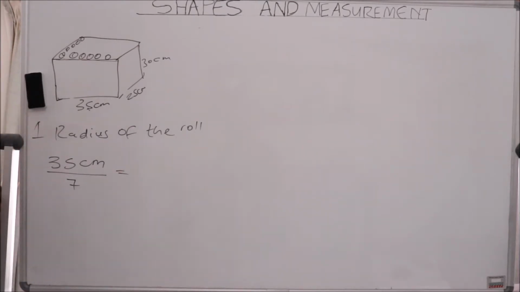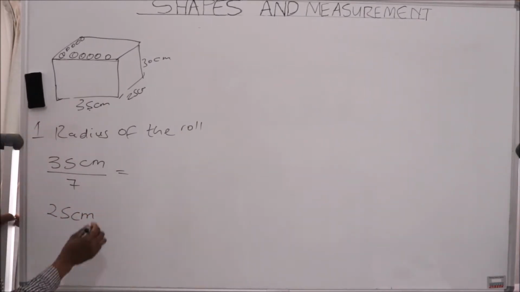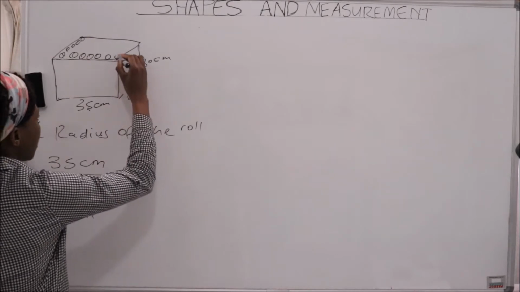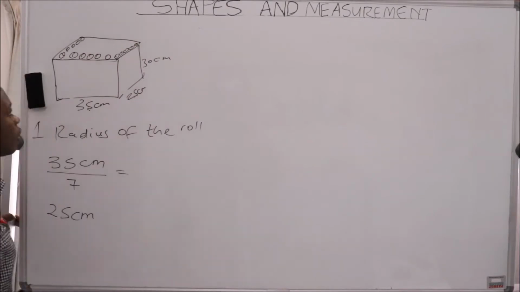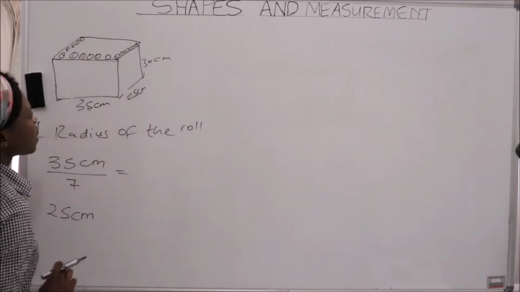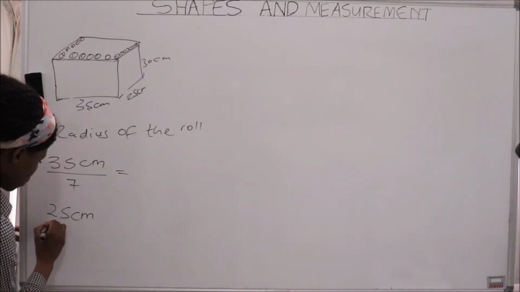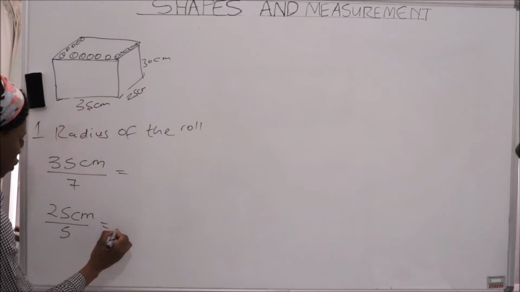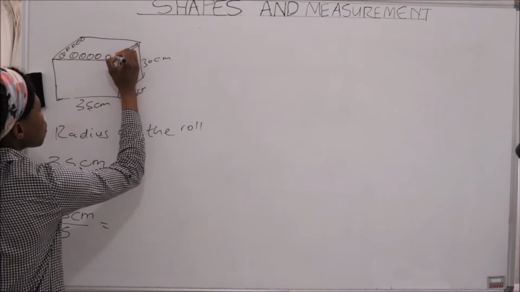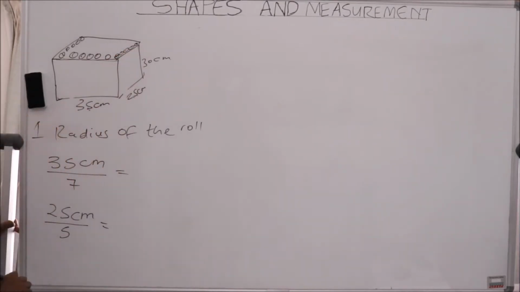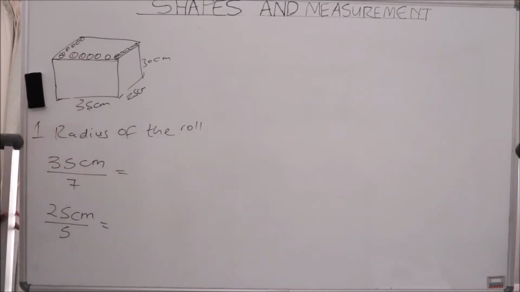The other thing we must do is use the 25 centimeter breadth of the rectangular box. I'll also draw the 5 rows, where the 25 centimeter is parallel to the 5 rows of newspaper rolls that have been packaged. So this will be divided by 5. The answer that we get will give us the diameter of 1 newspaper roll, as is the case with the 35.